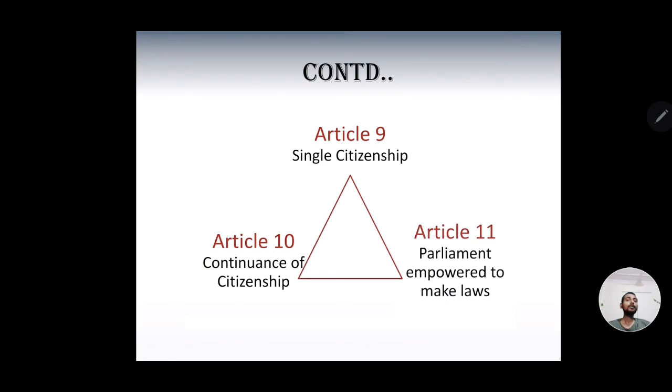Article 11 gives power to the Parliament to make laws regarding citizenship. Now, a question here arises, why Parliament was given the power to make laws regarding citizenship? To this, if you refer to the Constituent Assembly debates, there Dr. Ambedkar, who was the chairman of the drafting committee, said very clearly, he mentions that they believe that citizenship is an ad hoc matter. We cannot bind the future government to what rules we make now.